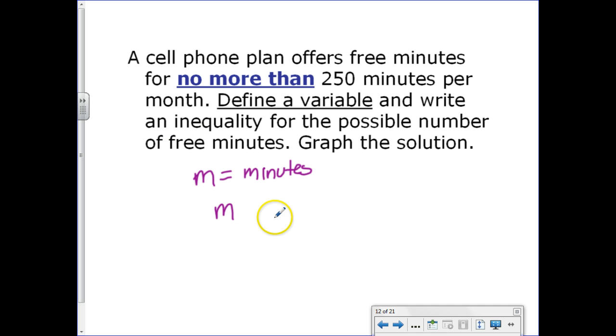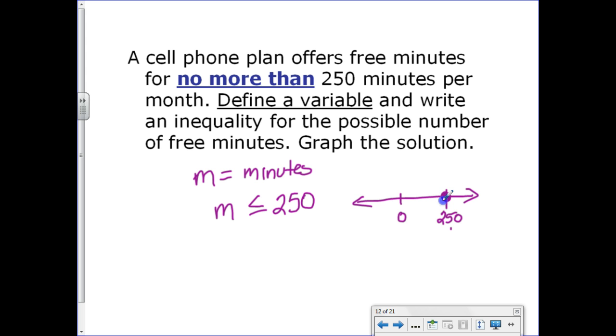All right, here we go. M, no more than 250. Okay, no more than means that's kind of like my upper limit. I have to stay under or exactly equal to that amount. Graph the solution. So here's my representation of the inequality. Here's 0. Here's 250, somewhere off to the right. I'm going to put a solid dot here.